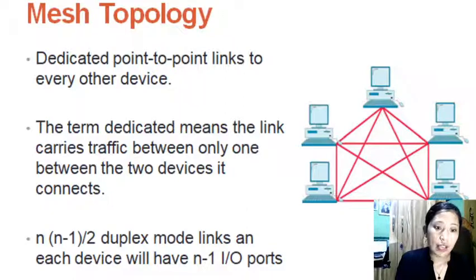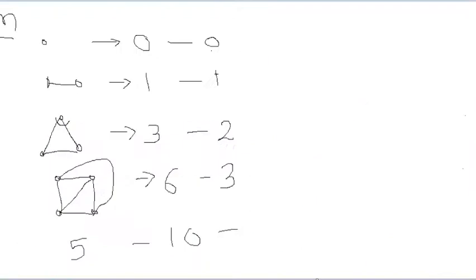So if we have 5 nodes, then the number of cables that we will be requiring is 10. And the number of ports for each device that we will be requiring is 4. So the number of ports that will be required is 4. Now, can you relate, if you have n number of nodes, how many transmission media do you need to connect it in a mesh topology, and how many ports will you be requiring?